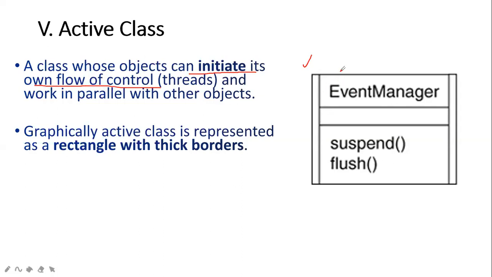Such as here, the event manager is a class, but this is an active class, and we can differentiate between the active class and the class graphically. Graphically, we can see that there is a double line or a thick line out here. In a simple class, we have just a single line, just a rectangular box. But in the active class, we have a double line on the side of the rectangular box. So that is the active class.